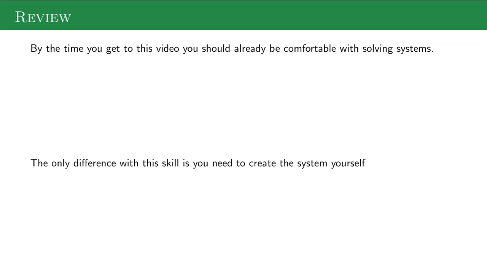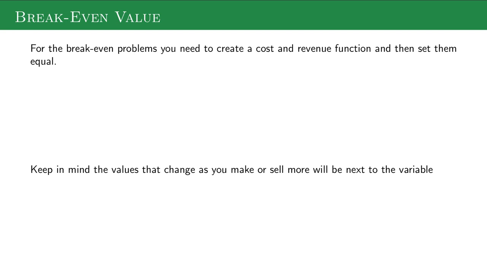So we're just going to quickly talk about the types of problems you might get and what your system should look like. All right, so the first one's a break-even value problem. For break-even problems, you're going to create a cost function, create a revenue function, and basically just set them equal. You want to know when your cost is the same as the money you're making. That's when you break even.